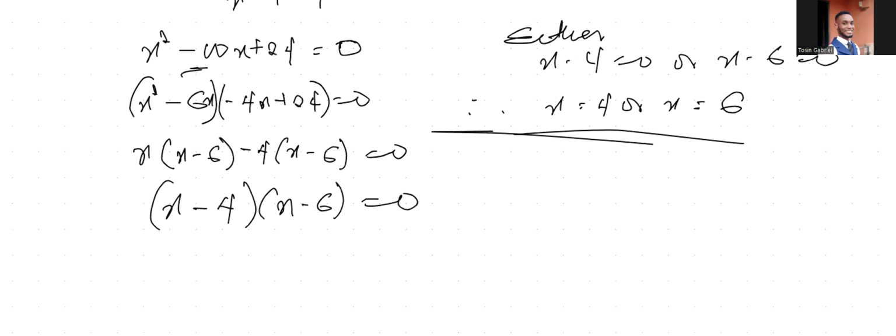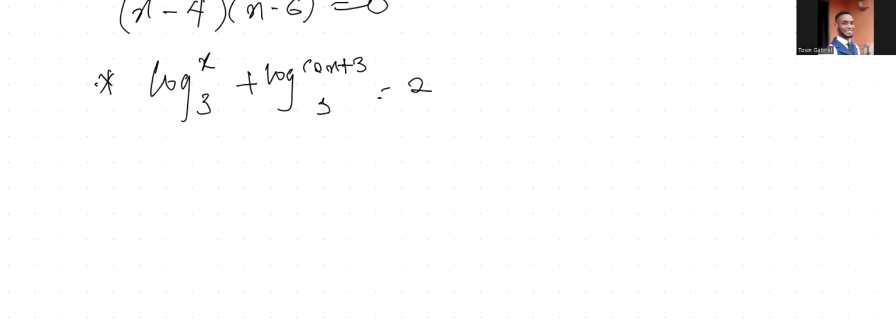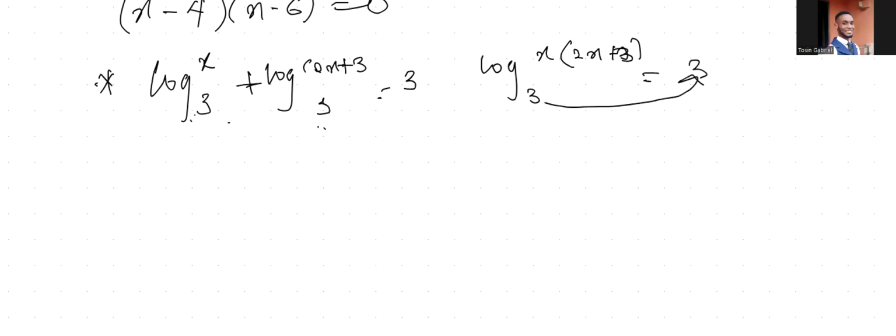Okay, finally, let's solve the final one. Let's say that we have log x base 3 plus log 2x plus 3, base 3, which is equal to 3. Okay, you can see the same base, right? And they have addition in between, so we multiply. So it's going to be log x times 2x plus 3, base 3, which is equal to 3. So this, we push it up. You're going to have x into 2x plus 3, which is equal to 3 raised to the power of 3.